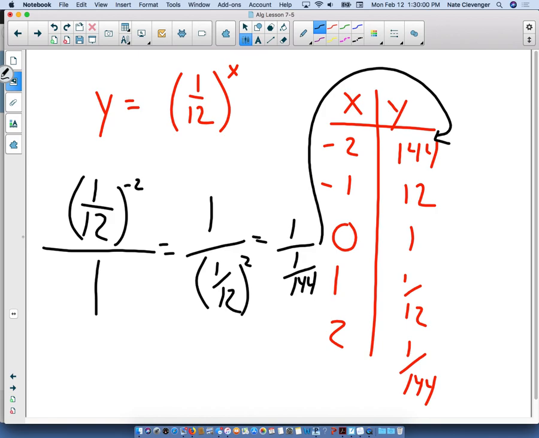I almost think this lesson's more about making sure that you know how to work negative exponents than anything else. You'll start seeing the pattern. It gets easy.